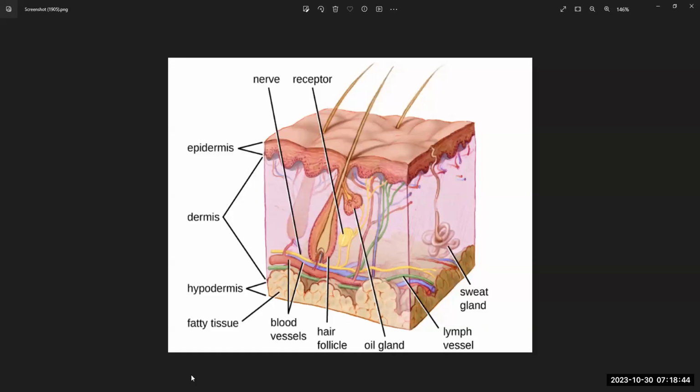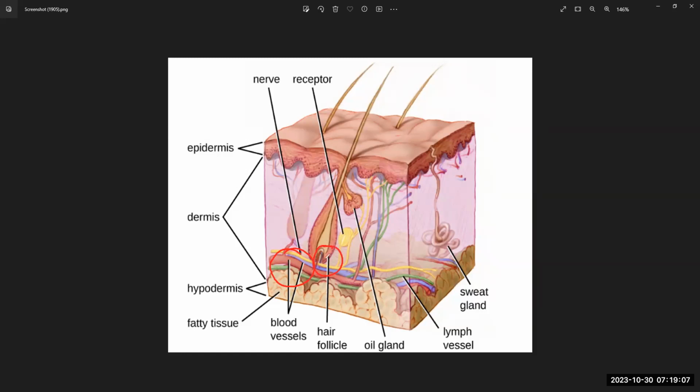The thin upper layer of the skin is called the epidermis, and the second, thicker layer is called the dermis, which contains hair follicles, sweat glands, nerves, and blood vessels. As clearly shown in the picture, here it can be located. These are the blood vessels here.